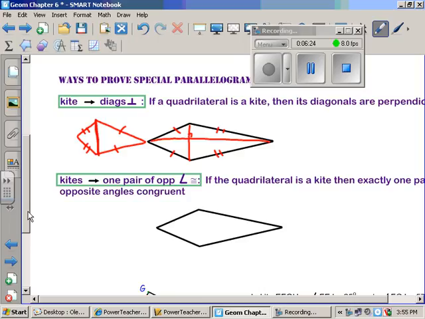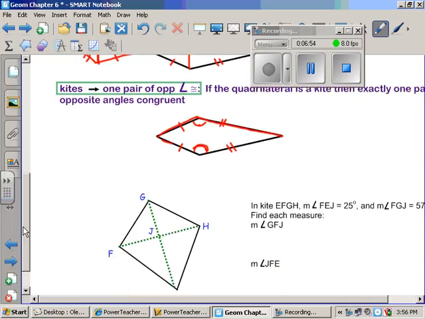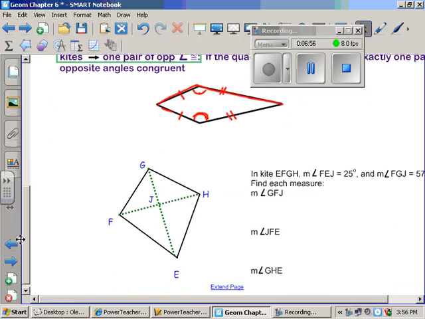A kite has one set of congruent angles, and those are the angles formed from one of the congruent sides here combined with one of the congruent sides here. So where one side of each of the pairs come together, those angles are the congruent angles. Where these two come together makes that angle, these two come together makes that angle; these are the two angles that are congruent.